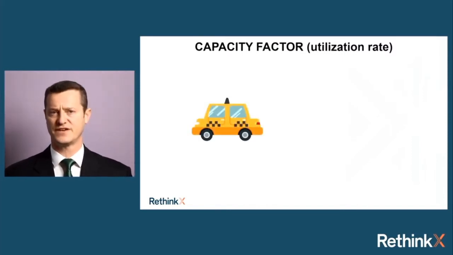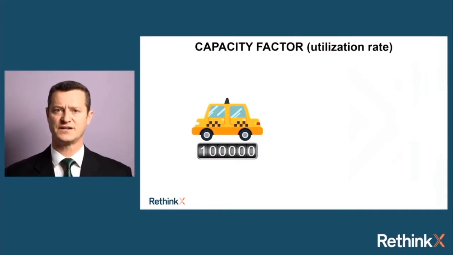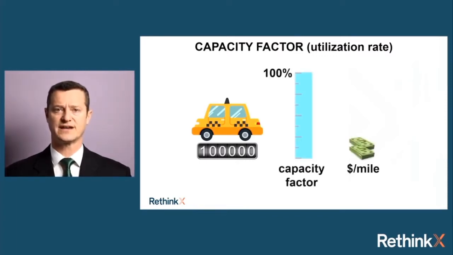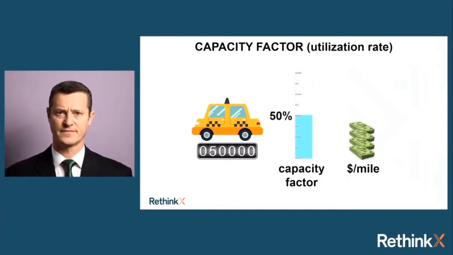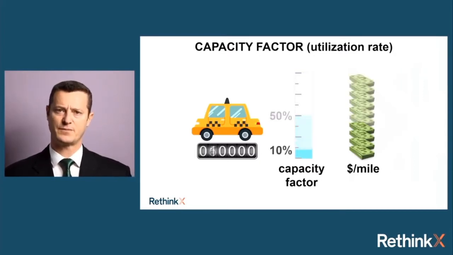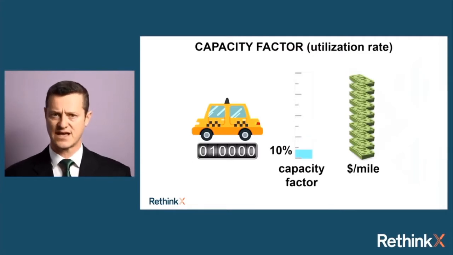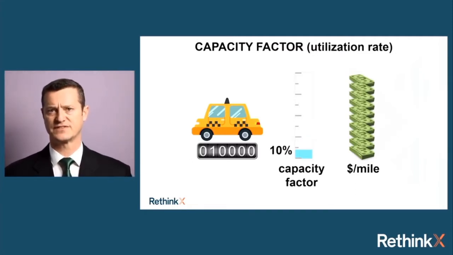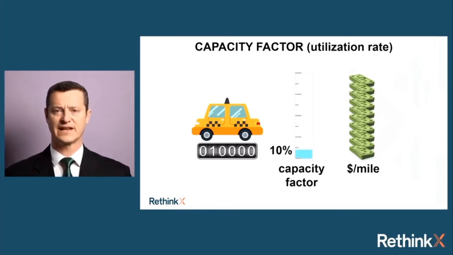Imagine you own a commercial vehicle, say a taxi before Uber. If a taxi had the potential to drive 100,000 miles per year, then driving 100,000 miles in the first year gives a capacity factor, or utilization rate, of 100% for that year. If it only drives 50,000 miles, then it would have a capacity factor of 50% for its first year. And if it only drives 10,000 miles, then it would have a capacity factor of 10% for that year. The less the taxi's capacity is utilized, the more each mile it drives costs.